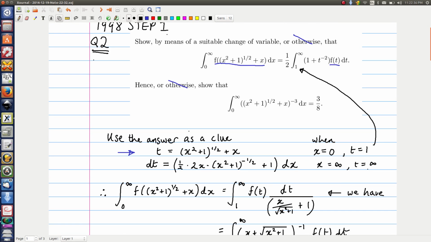Okay, let's look at the second part. Hence or otherwise show that this integral is equal to this number 3 over 8. So as I said before, the number 3 over 8 obviously is not any kind of clue. So in this case, it's just simply a matter of, can we use the first part of the question to answer the second part? And we see obviously that we can, because this expression x squared plus 1 to the half plus x, which we defined as t, appears again here exactly the same. So clearly we can apply the above formula with f of x equals x to the power of minus 3.